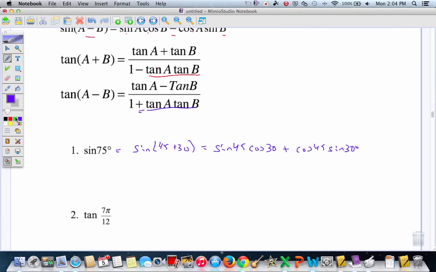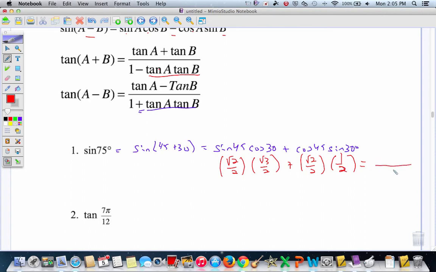Now we go to our unit circle and make our substitutions. The sine of 45 is square root of 2 over 2. The cosine of 30 is square root of 3 over 2. Cosine of 45 is square root of 2 over 2, and the sine of 30 is 1/2. Noting that these look very similar to our work with cosine because we are using the same values.